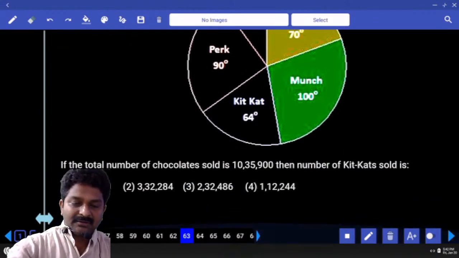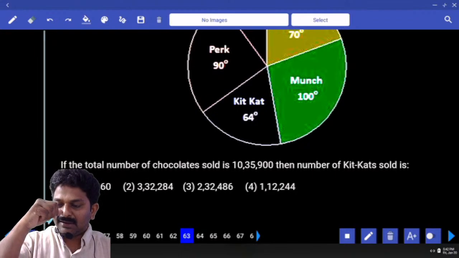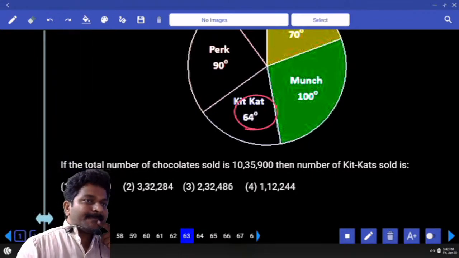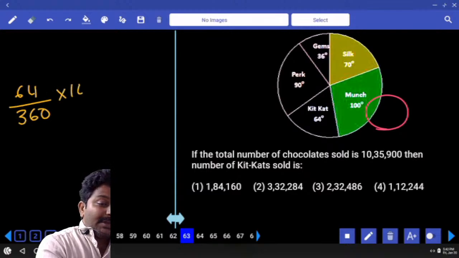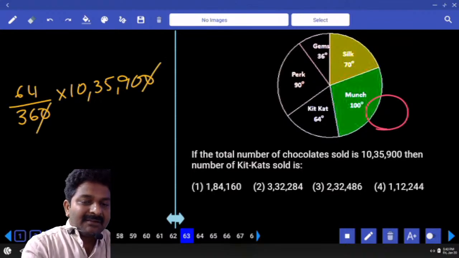Right, so the question: the total number of chocolates sold is 10,35,900, then the number of Kit Kats sold is, number of Kit Kats, how many degrees do we have? 64 degrees. Upon how many degrees in total? 360. And the value is 10,35,900. Zero cancel? Yes, I'm done with my answer.